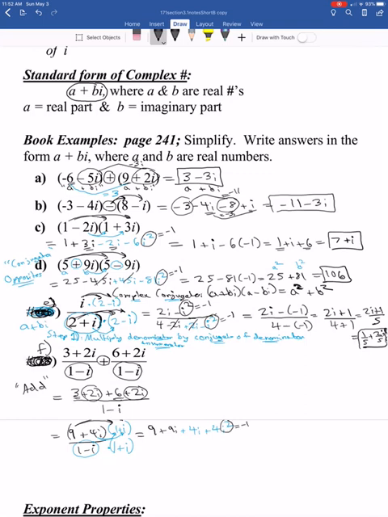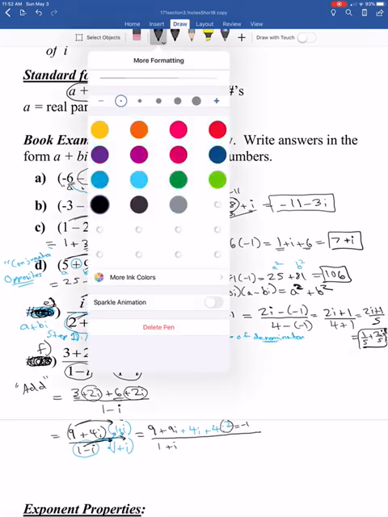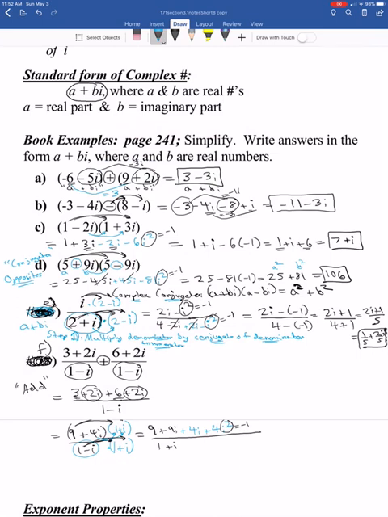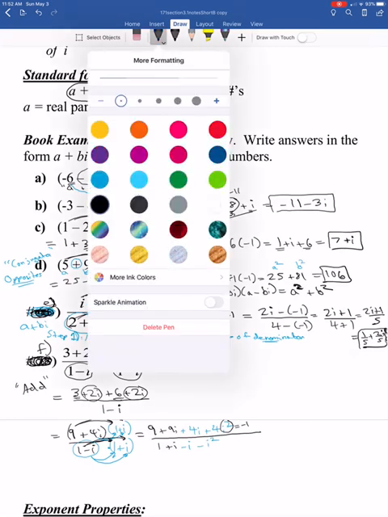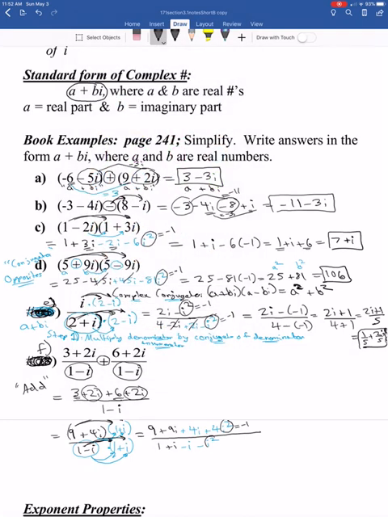And let's go ahead and do the same thing in the denominator. Let's go ahead and distribute. So we've got 1 times 1, which is 1. 1 times i, which is i. And then we'll go ahead and distribute the negative i through. Negative i times 1 is negative i. Negative i times i is negative i squared. And again, there's i squared that we need to simplify. We need to reduce that down to negative 1.